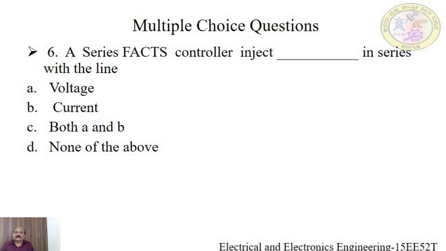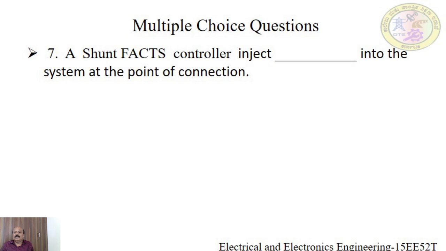A series FACTS controller injects voltage in series with a line. Let us see whether it's correct or not. Yes, it is A. A series FACTS controller injects voltage in series with a line. Next question. A shunt FACTS controller injects dash into the system at the point of connection. From question 6, it is contrary. A shunt FACTS controller injects dash into the system at the point of connection. Let us see the options.